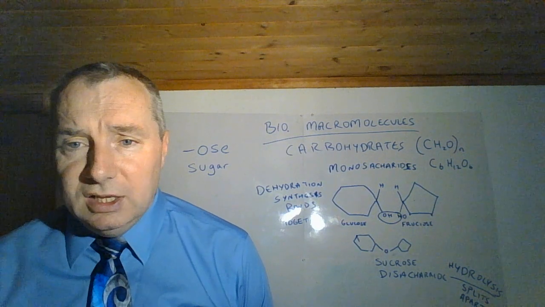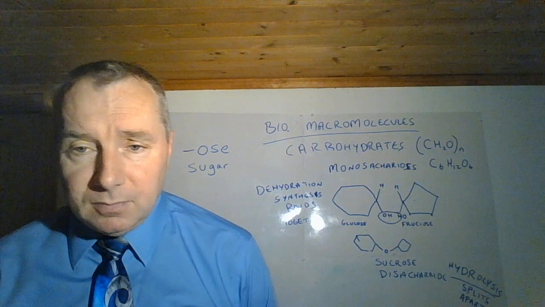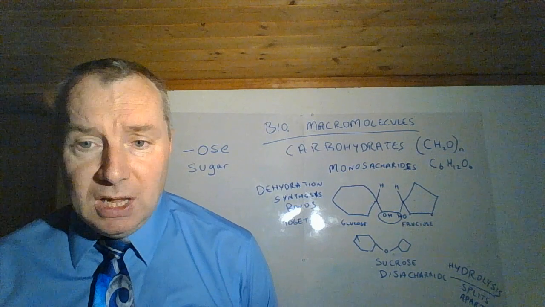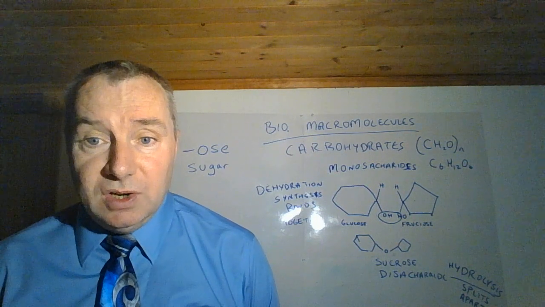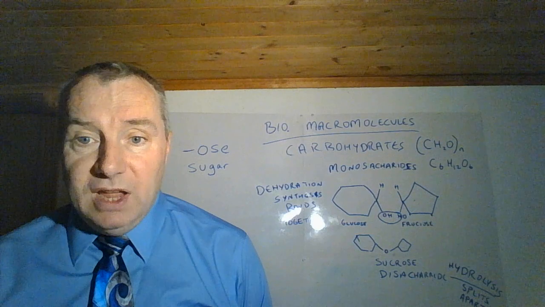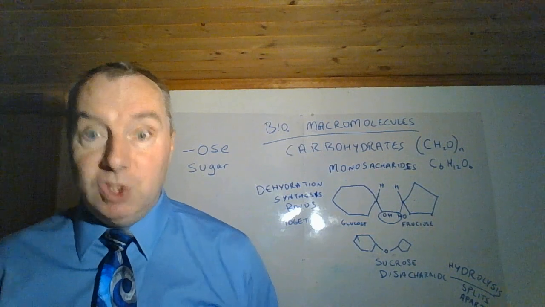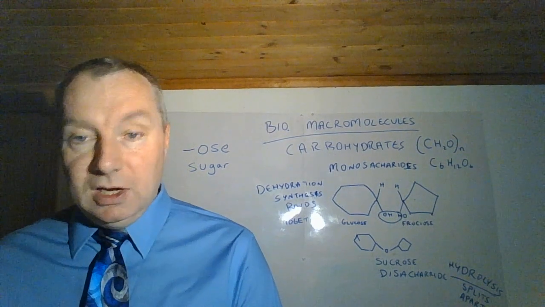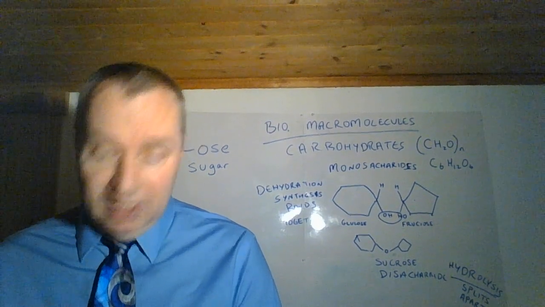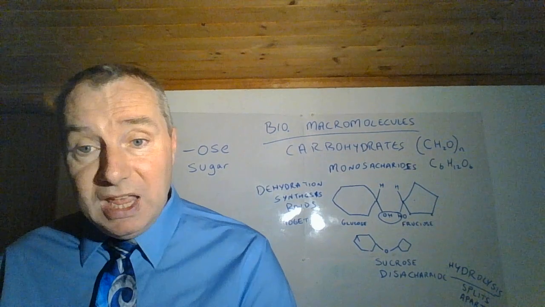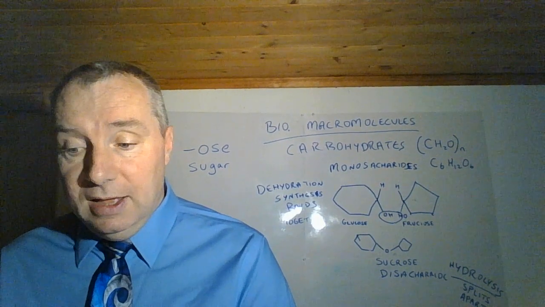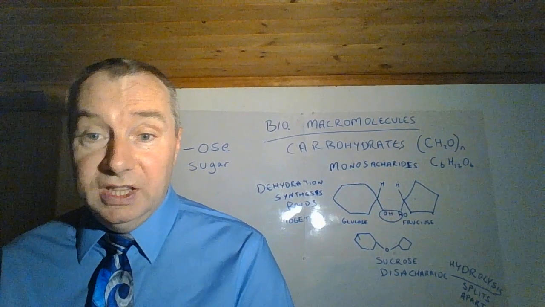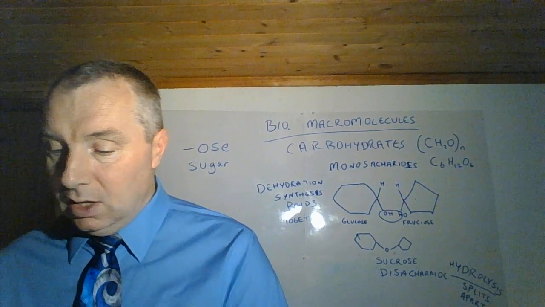Starch is the way that plants store energy. Think of potatoes or any of the other starchy vegetables. That's their way of storing energy for their seeds. And glycogen is the way that human beings store energy. And glycogen is stored in the liver of human beings.